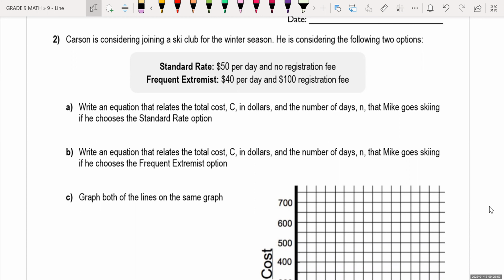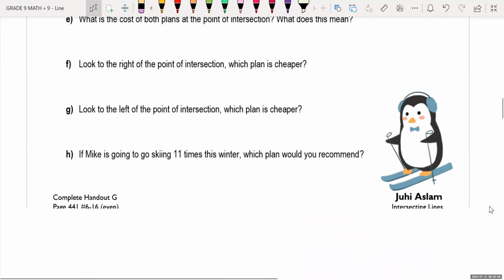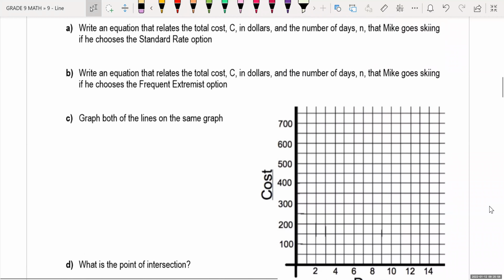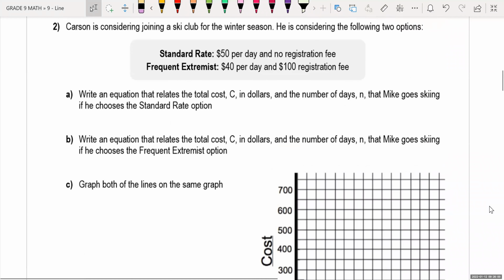Sorry, I don't know why I changed that to Mike when it clearly should be Carson. He's having an identity crisis. Just so we don't confuse anyone, clearly Carson is actually Mike.